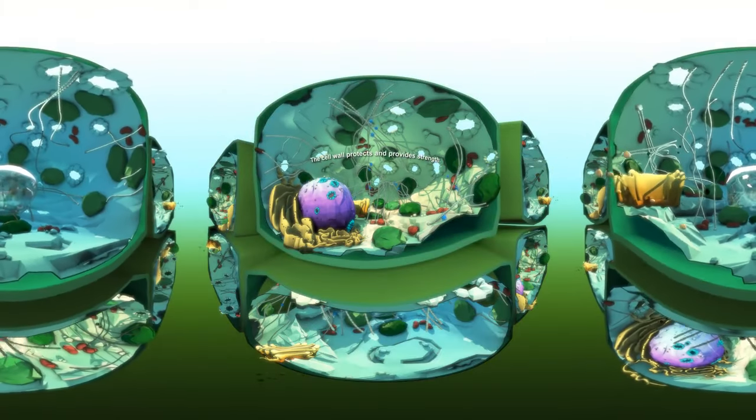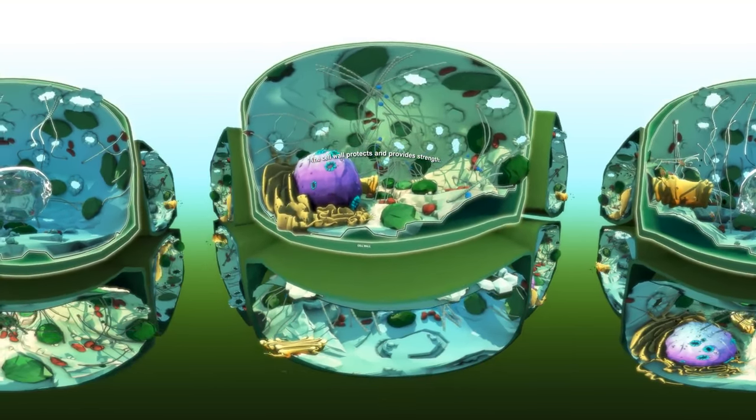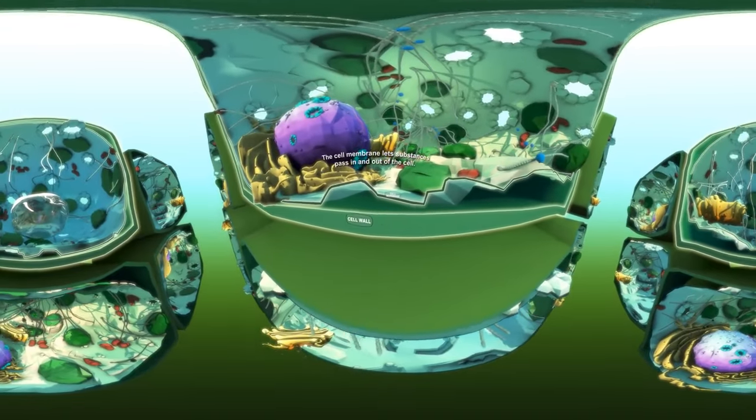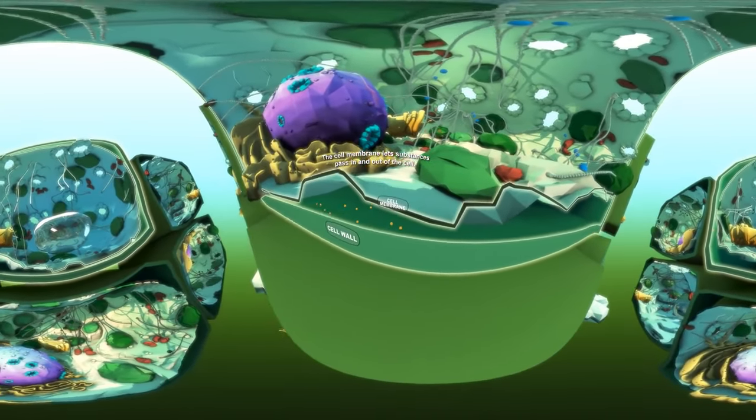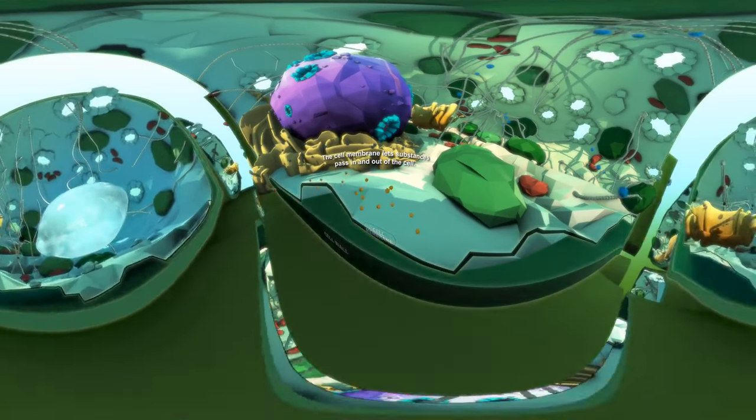To get in or out of a plant cell, you'd need to pass through the cell wall and cell membrane. The cell wall provides protection and strength for the cell, a bit like an exoskeleton, while the cell membrane lets substances pass in and out of the cell.